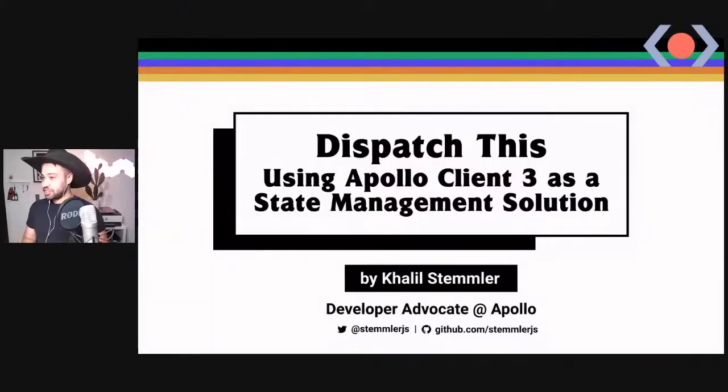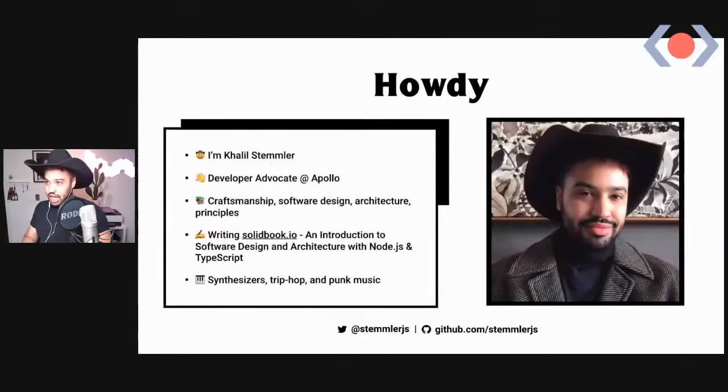This is Dispatch This. Apollo Client is a GraphQL client and state management library, and it's the most popular way to work with GraphQL on the client side. It's downloaded nearly 2 million times every week, and we recently released Apollo Client 3, a new version from a couple months ago. It introduces new ways to use Apollo Client as a single source of truth for client-side state.